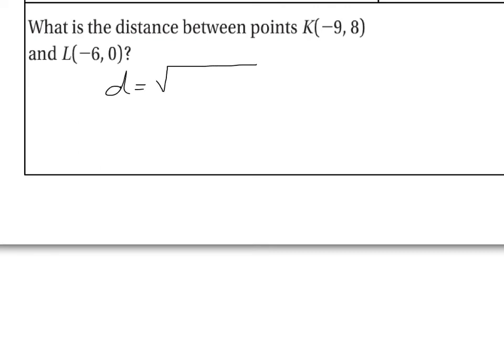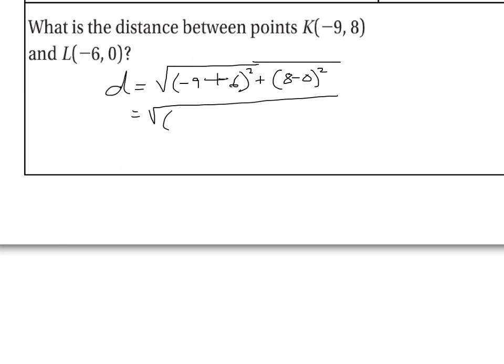distance formula, take my x values, -9 minus -6, squared, plus 8 minus 0, squared. Again, two negatives become a positive. So this is negative 3 squared plus 8 squared. Negative 3 squared is 9. 8 squared is 64. 9 and 64 is 73.